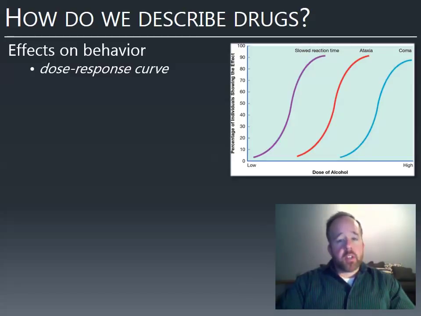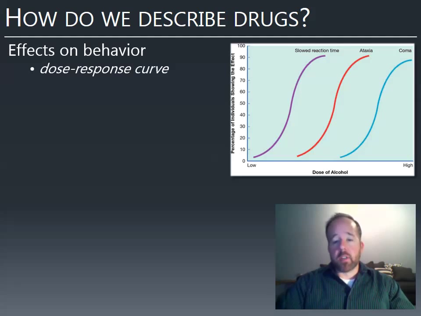So what this does is it acknowledges the fact that everyone is not the same, whether by virtue of age or body weight or gender or what have you. Everyone responds to a drug slightly differently. So it might not take as much of a drug for one person as it does for another to have the same behavioral effect. And so a dose-response curve is a way of illustrating that.